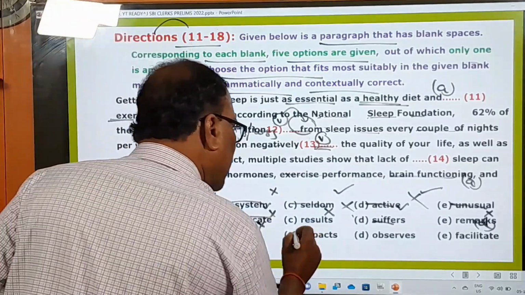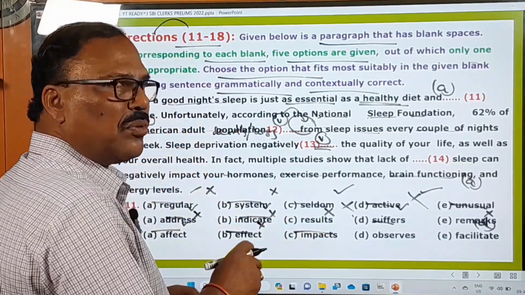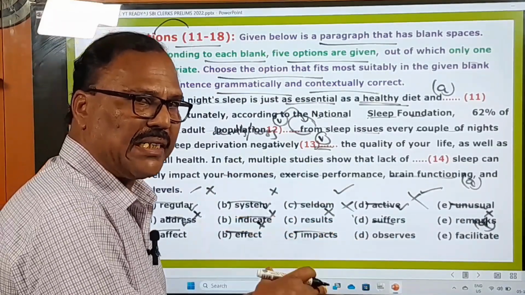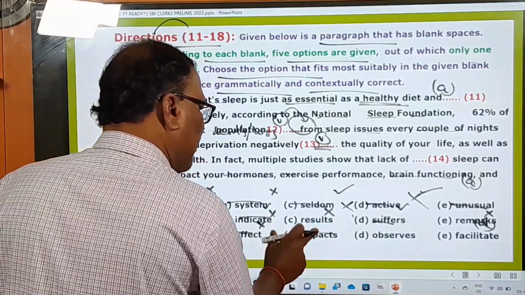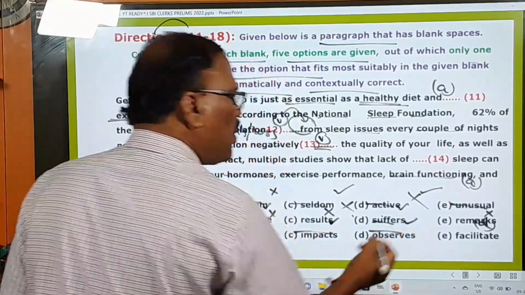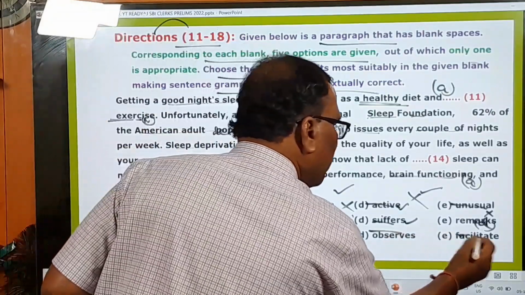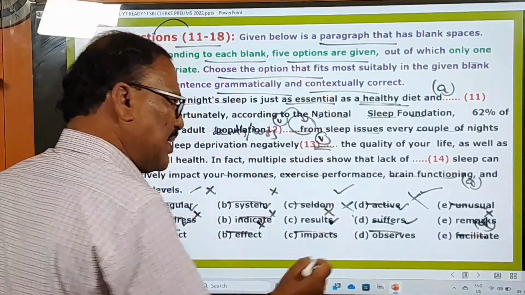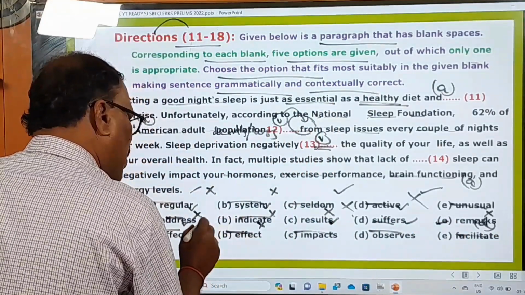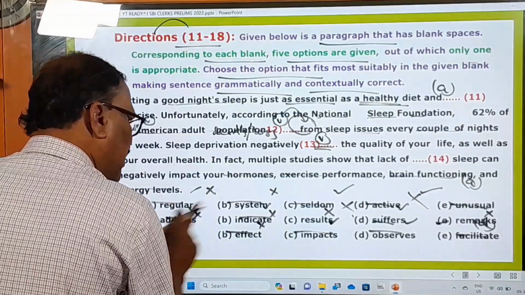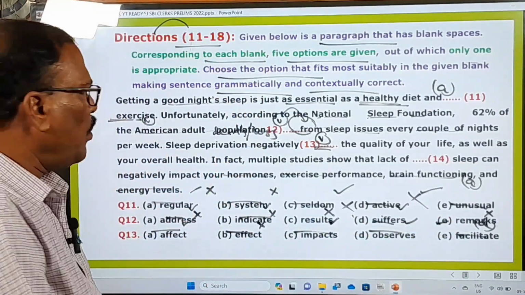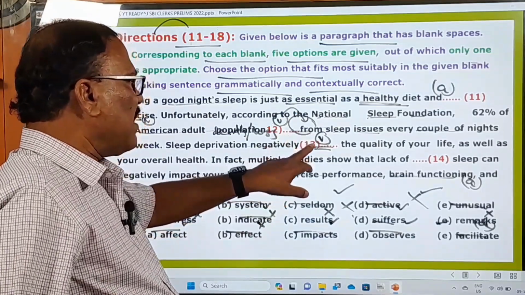Impacts means to have a direct influence, to have a direct effect. Observes is also a verb. Observe means to watch, you know that verb. Facilitate means to make something easy. So it is also a verb. So effect is a noun, so it is dropped, and now only affect, impacts, observes, facilitate. These four words are there to be filled in this blank.